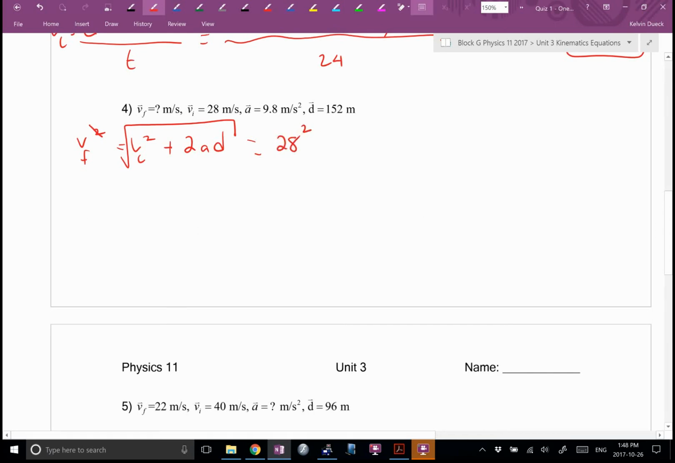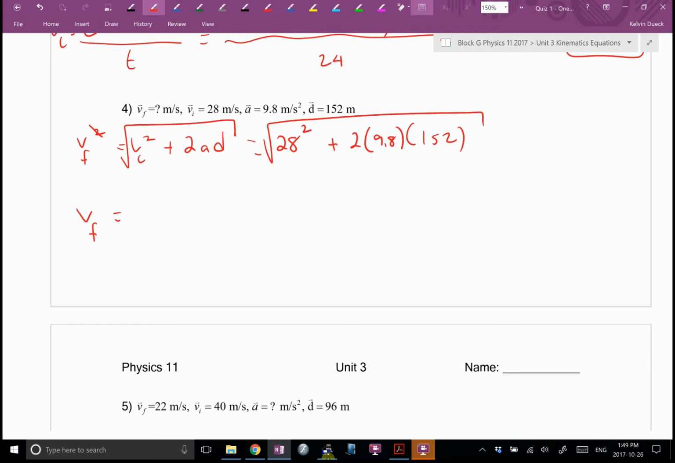28 squared plus 2. We're accelerating forward at 9.8. 152. The square root of that mess. How am I going to type that? Now, those of you that have those nice Casios with the orange buttons, I think when you hit the square root button, it actually does a little indent and automatically extends the line. Good on ya.